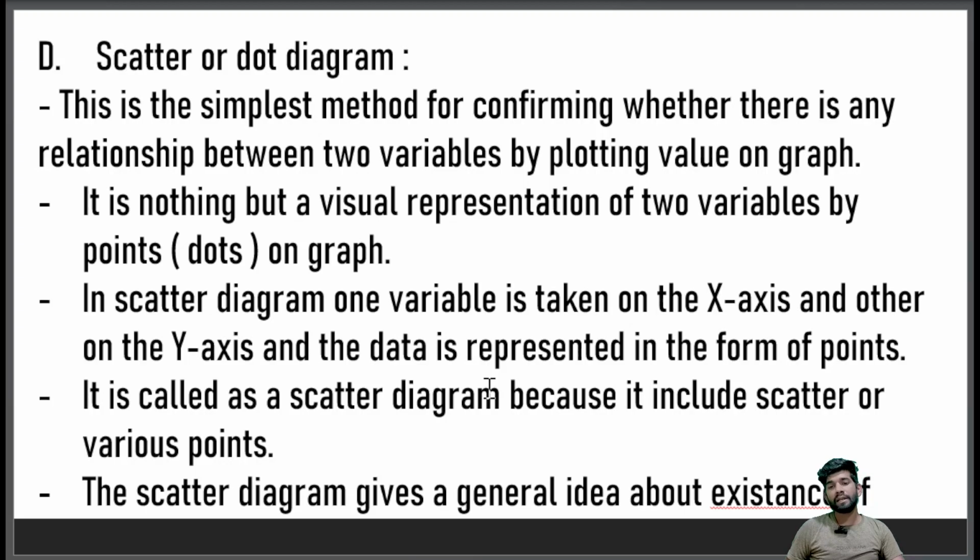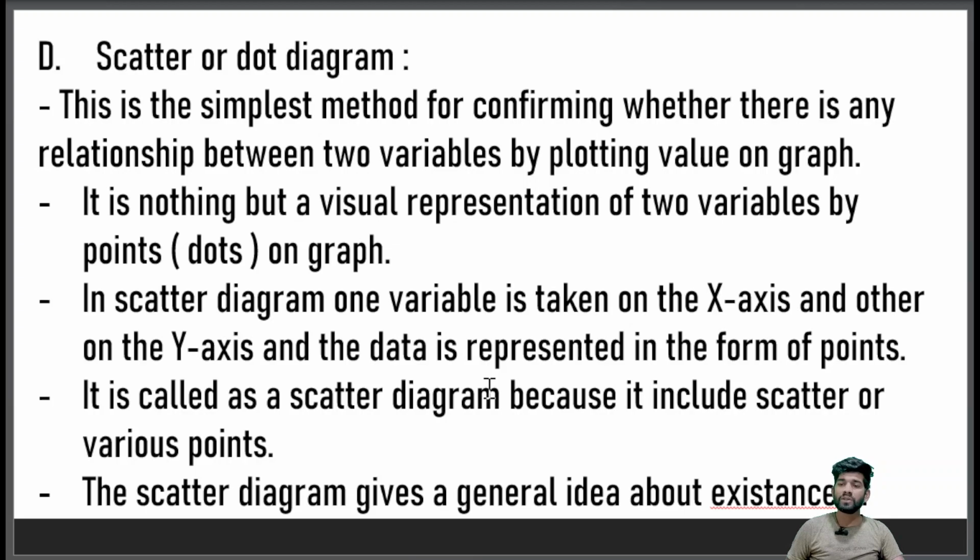Then next is the scatter or dot diagram. This is the simplest method of confirming whether there is any relationship between two variables by plotting values on a graph. It is nothing but a visual representation of two variables by points or dots on a graph. In a scatter diagram, one variable is taken on the x-axis and the other on the y-axis, and the data is presented in the form of points. It is called a scatter diagram because it includes scatters of various points.